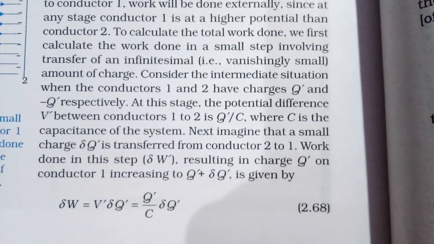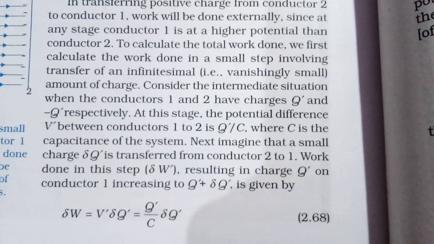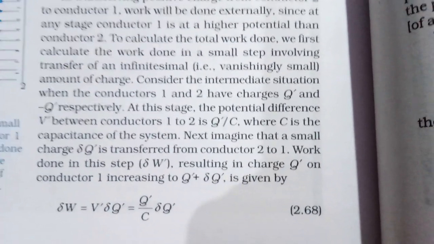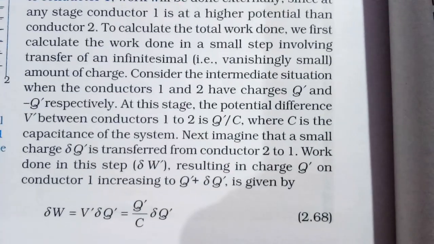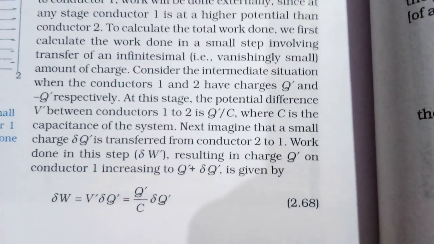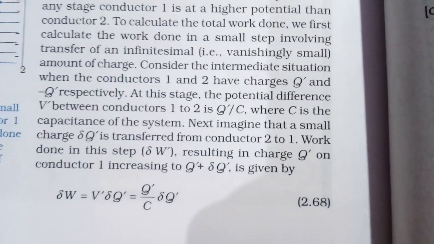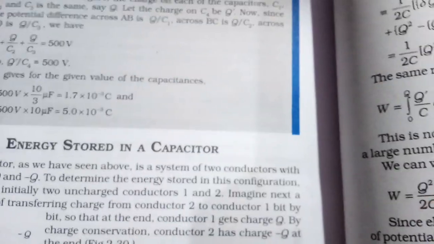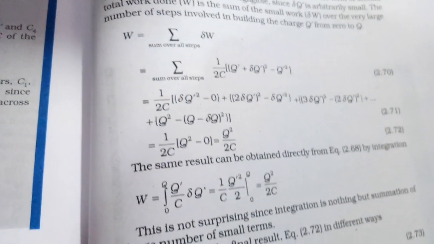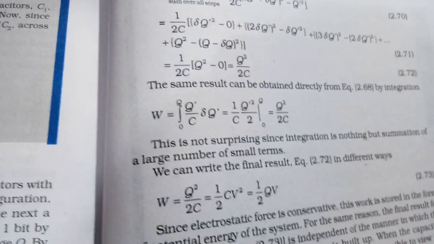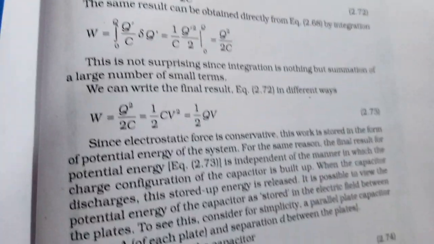Next, imagine that a small charge delta Q dash is transferred from conductor 2 to 1. The work done in this step, delta W dash, results in the charge on conductor 1 increasing from Q dash to Q dash plus delta Q dash, and delta Q dash is given here. And another formula is here for your understanding. The summation is here, and the total, with integration based on the calculus formula, you will see here.